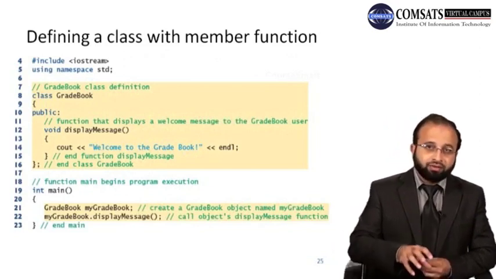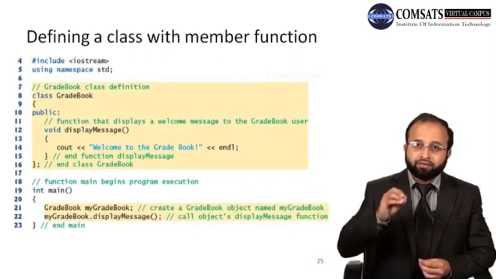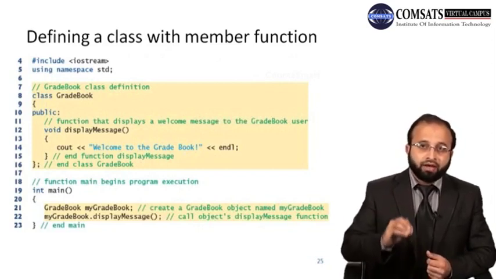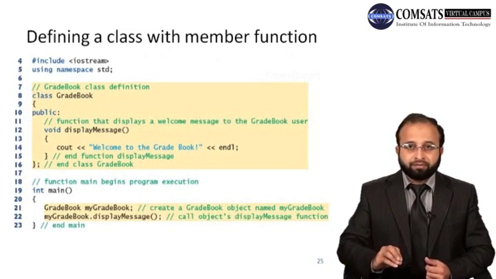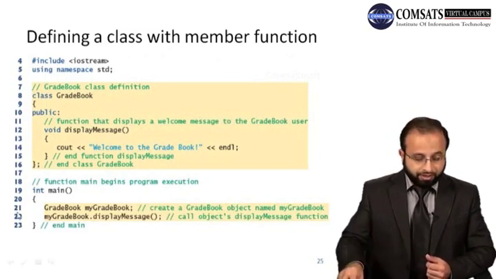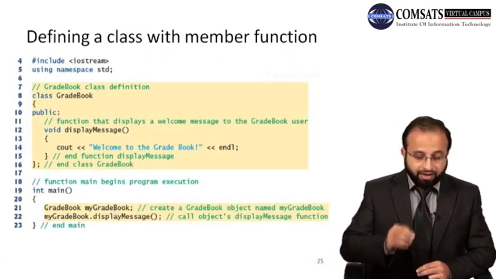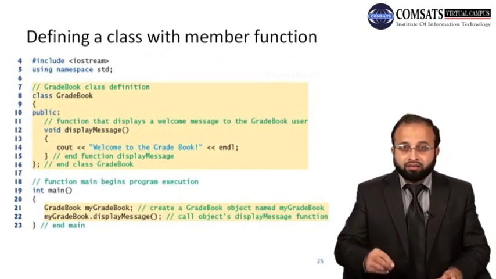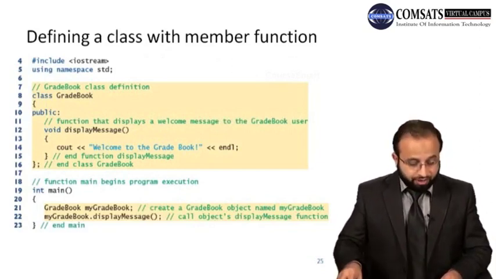Same concept applies over here. If you haven't created any object, or even if you have created an object, you have to have that object with the dot operator to call a particular member function of that class, right? So if I have created this object here, my gradebook object, now with my gradebook I can call the display message function. Without that object, without writing this my gradebook dot.